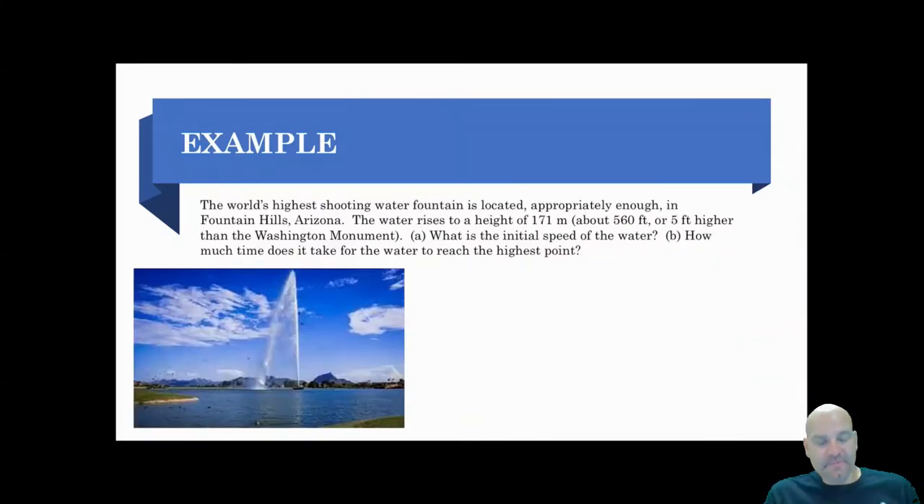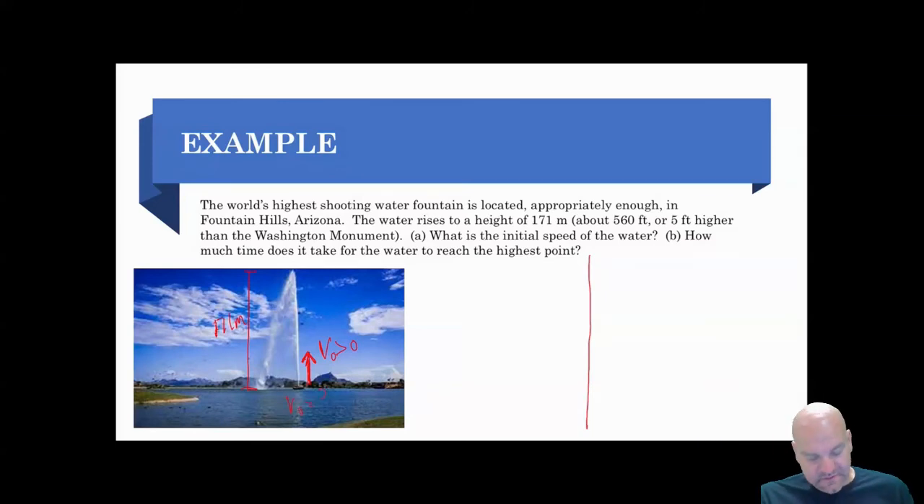All right, next problem looks at what happens if we throw an object up, right? And so we're looking at water. So we're giving this water an initial velocity that's greater than 0. And it's asking us a couple things, right? So this is kind of working backwards. They're telling us that this height is 171 meters. And we're asked to find what is this initial speed and then how much time does it take to get to that point, okay?